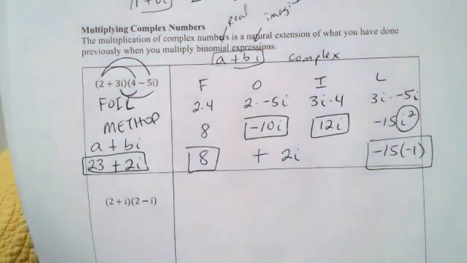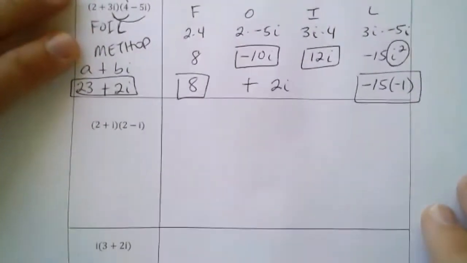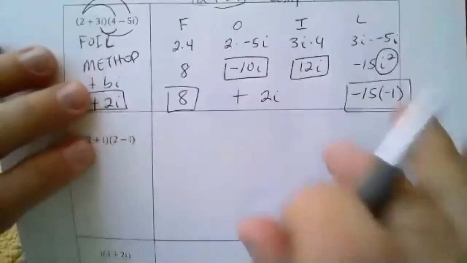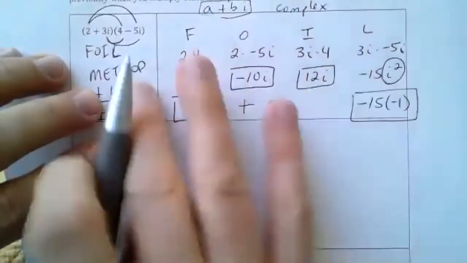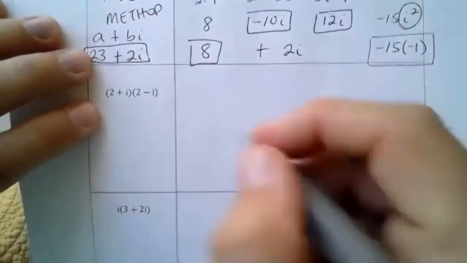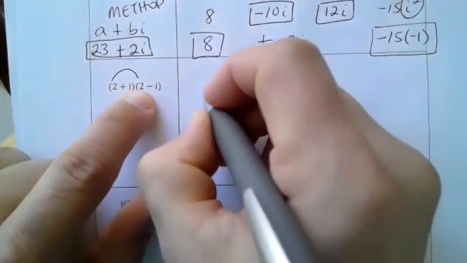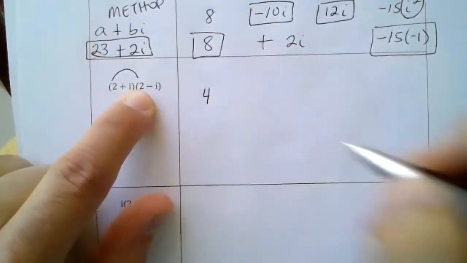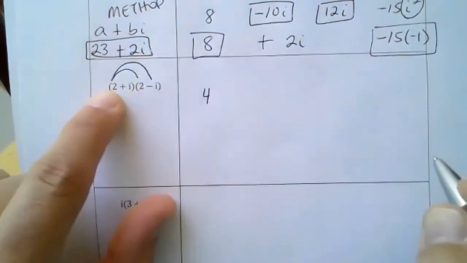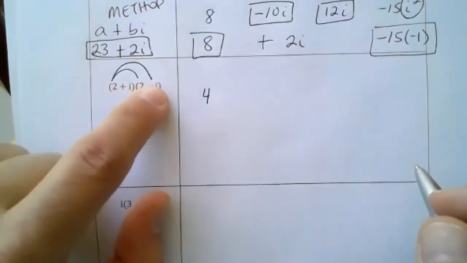You have to understand that, okay? So let's go over here and do it again. Let's do FOIL method, but let's try and write as little as possible in our answer, okay? So we should all know what 2 times 2 is, all right? We get 4, right?